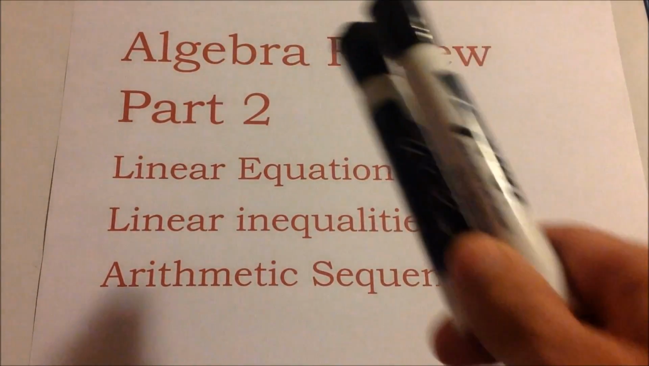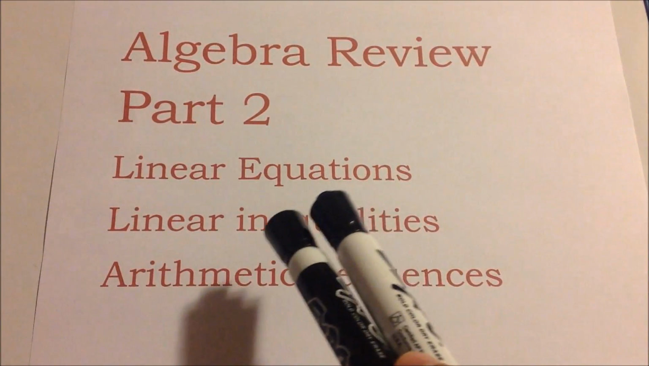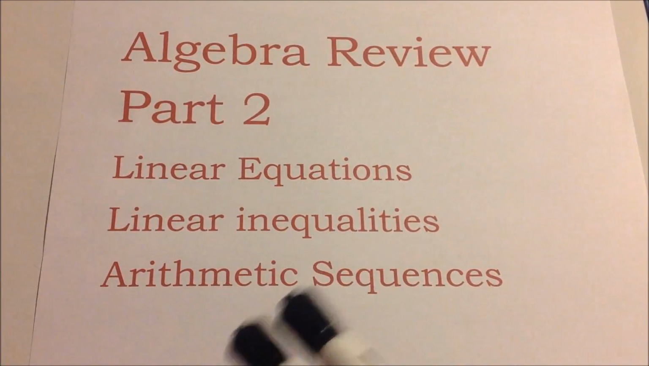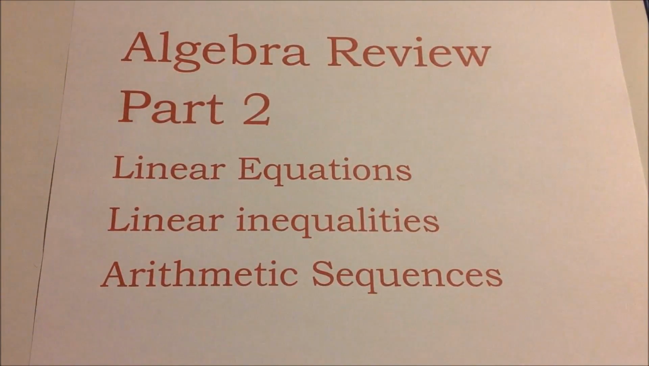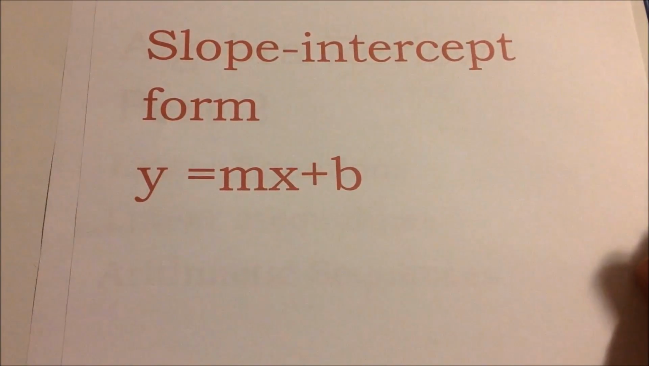Okay, here's part 2 of the algebra review. We'll talk about linear equations, inequalities, and arithmetic sequences. So here's some terms we should know when we're dealing with equations. We should know what slope-intercept form means.